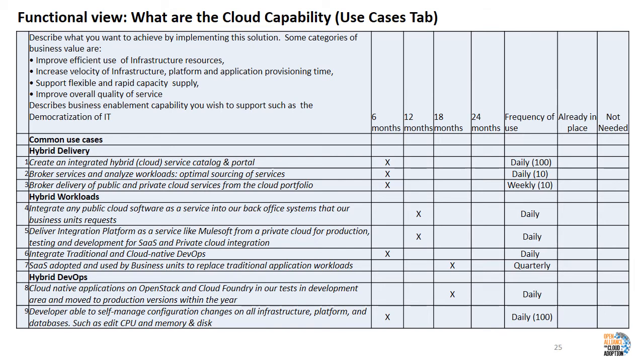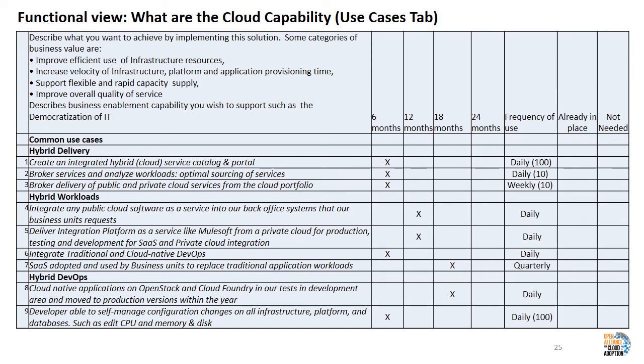In addition to identifying whether the use case is relevant, we also recommend that you define the time frame in which you will need that use case and the frequency of use of that particular use case. That will help you prioritize which use cases should be implemented in each sprint. For example, use case number 1, create an integrated hybrid cloud service catalog and portal, is defined here as being needed in 6 months and it will be used daily by hundreds of users.